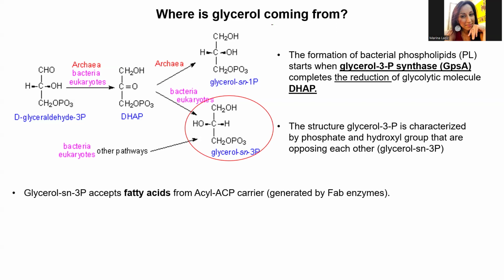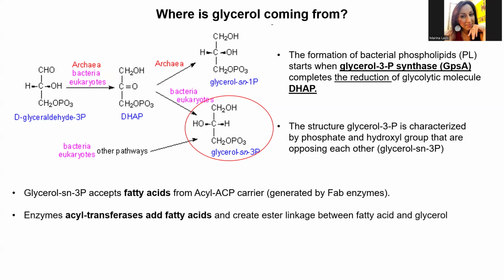Fatty acid comes to be esterified to the two remaining hydroxyl groups. The enzymes that transfer those fatty acids are simply called acyl transferases, and they create what is called an ester linkage between fatty acids and the glycerol moiety. The reason I'm mentioning this ester linkage is because in archaea there is something completely different, and that's where the evolutionary divergence happens between bacteria and archaea.